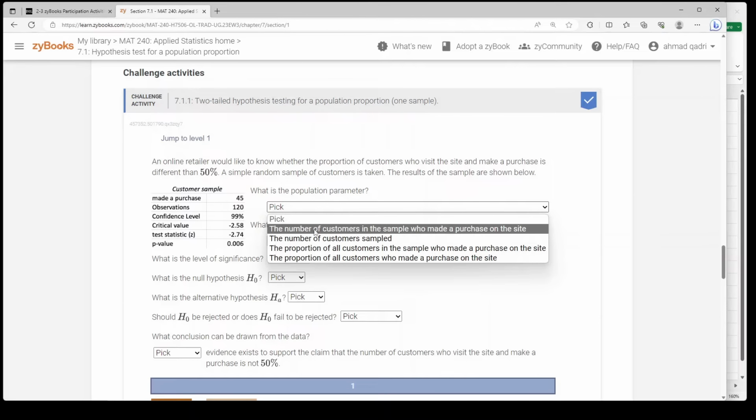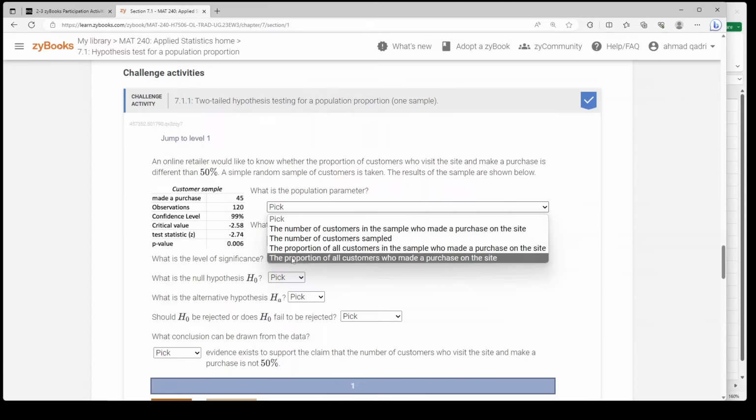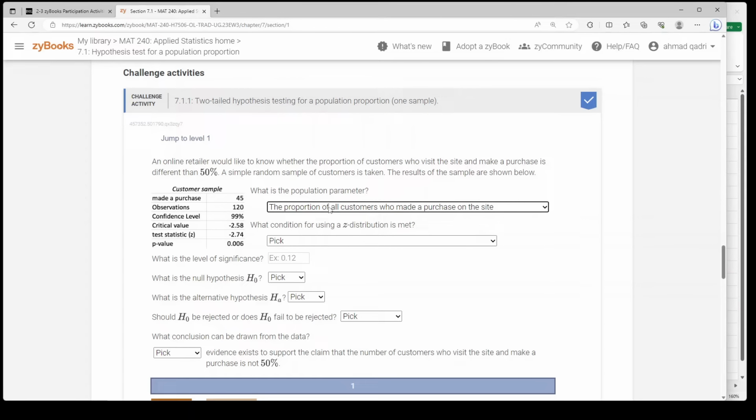So any of these options here that involves the sample is going to be incorrect. Any statistic that comes out of the sample is not a population parameter. You'll notice that the first three options here are all about the sample. The last option is the proportion of all customers who made a purchase on the site, and this is the correct answer here. The population parameter, which is unknown, is what we are attempting to estimate: the proportion of all customers, not just those in the sample, but all customers who made a purchase on the site. So we will pick this option here.